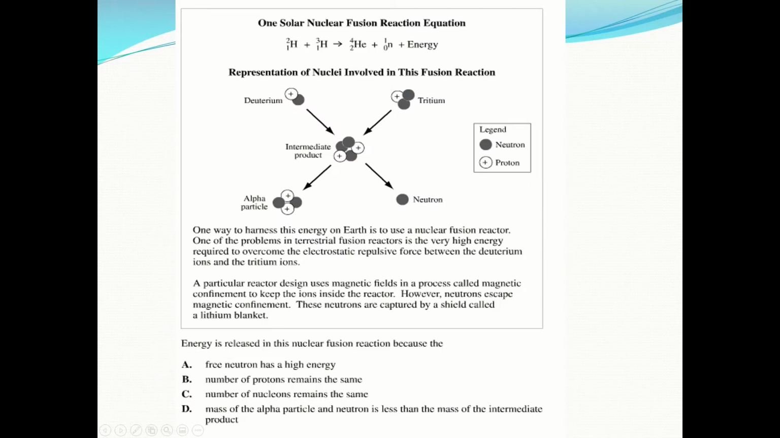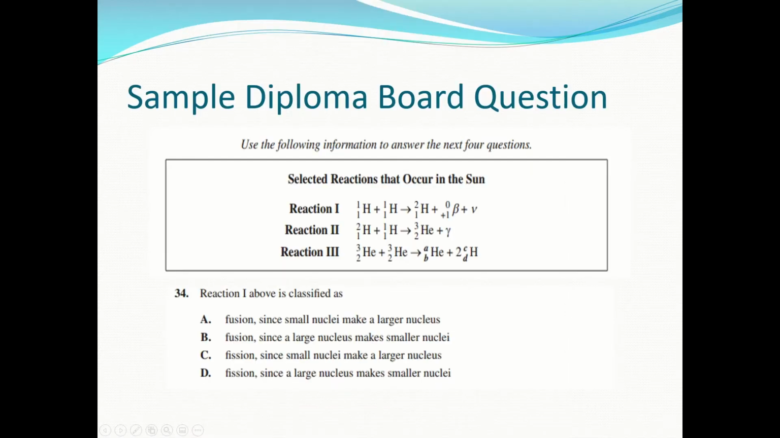Okay, energy is released in this nuclear fusion reaction because, I don't even need to read it, right? I know that fusion comes from a mass change, so the mass of the alpha particle and the neutron is less than the mass of the intermediate product. Yeah, changed mass. The reaction 1 above is classified as, so this reaction 1, hydrogen turning into heavier hydrogen, is fusion, since small nuclei make a larger nucleus. A is definitely the answer.